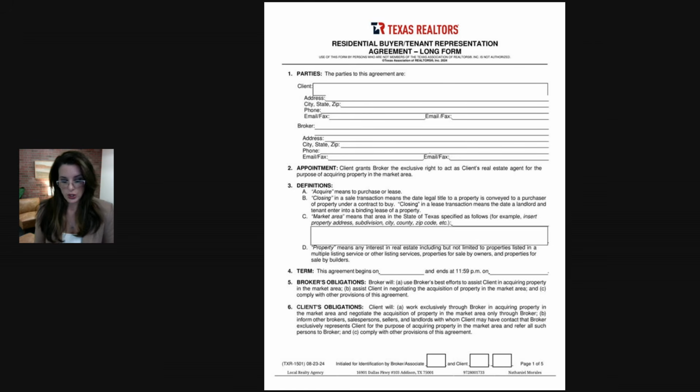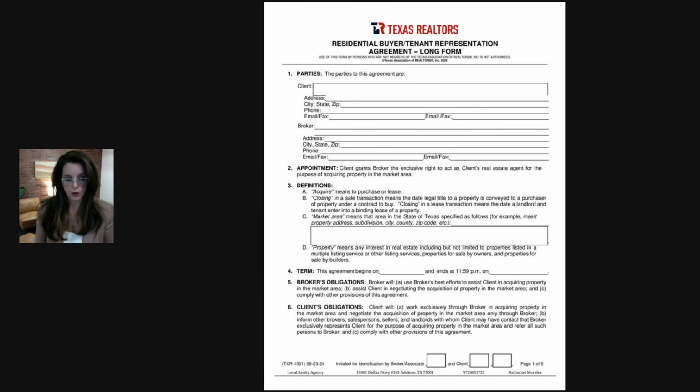Paragraph 5, broker's obligation. What is the broker going to do for your client? The broker is going to assist the client in acquiring a property in the market area and assist the client in negotiating the property. Easy. Paragraph 6, client's obligation. What are the client's duties to you? What are their loyalties to you? The client here agrees to work exclusively through the broker in acquiring a property in the market area and to negotiate the acquisition of the property. It also says that the client has to let other people know.